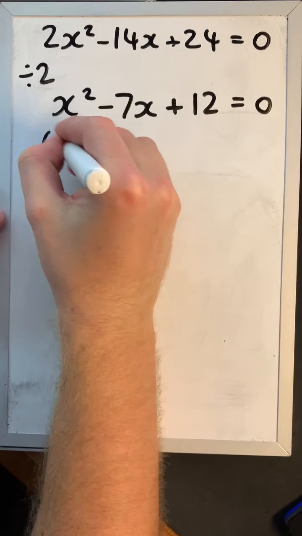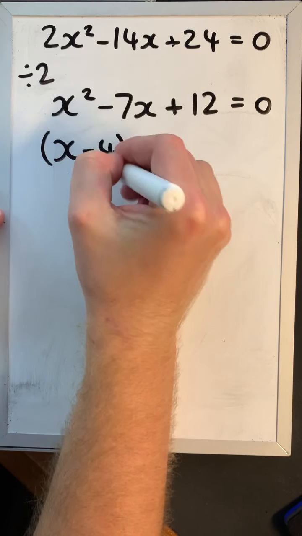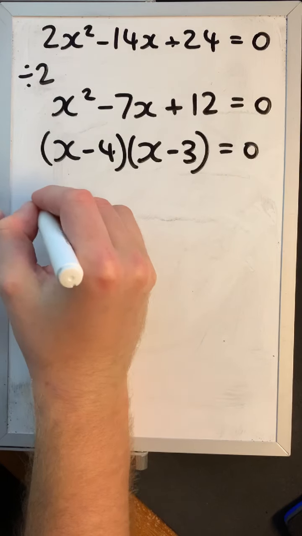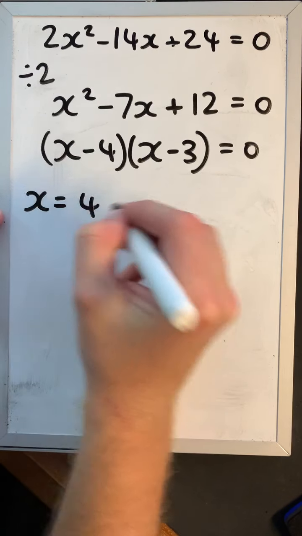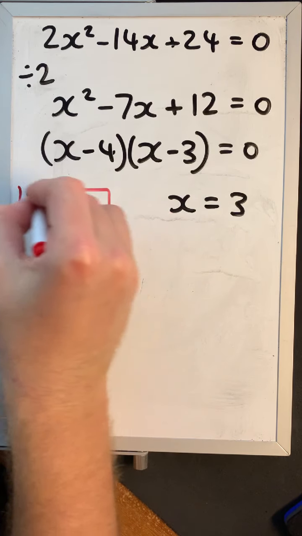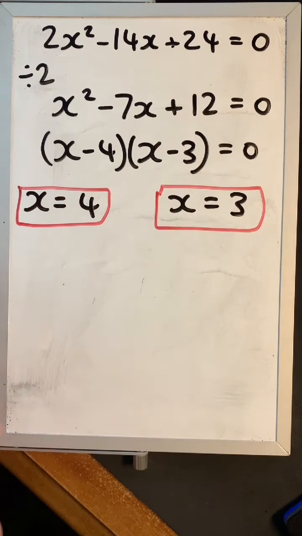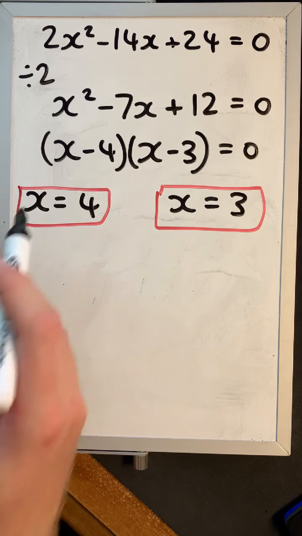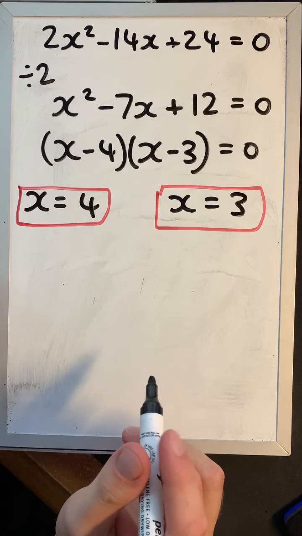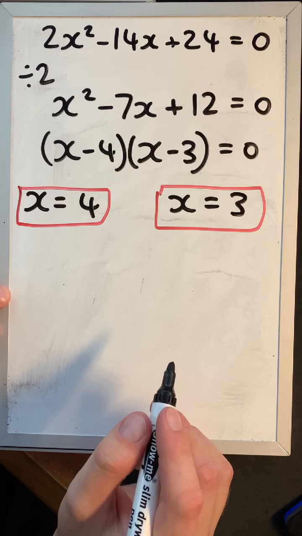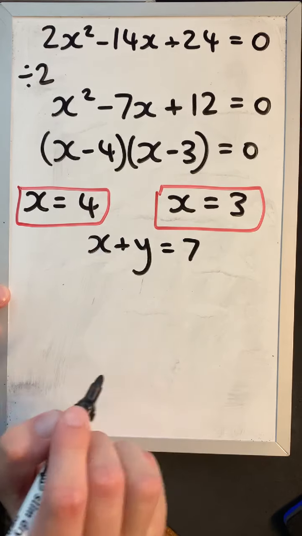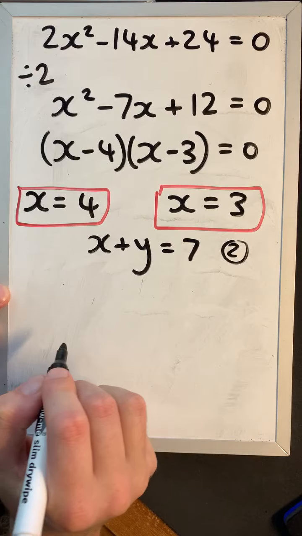So it does factorize then to x minus 4, x minus 3 equals 0. Therefore then we get x is equal to 4 and x is equal to 3. So there's 2 solutions. Now we want to substitute these, of course, into either of our 2 initial equations in order to get y. So I'm going to substitute it into equation 2. If you remember, equation 2 is x plus y equals 7. So we're going to sub it into that one.